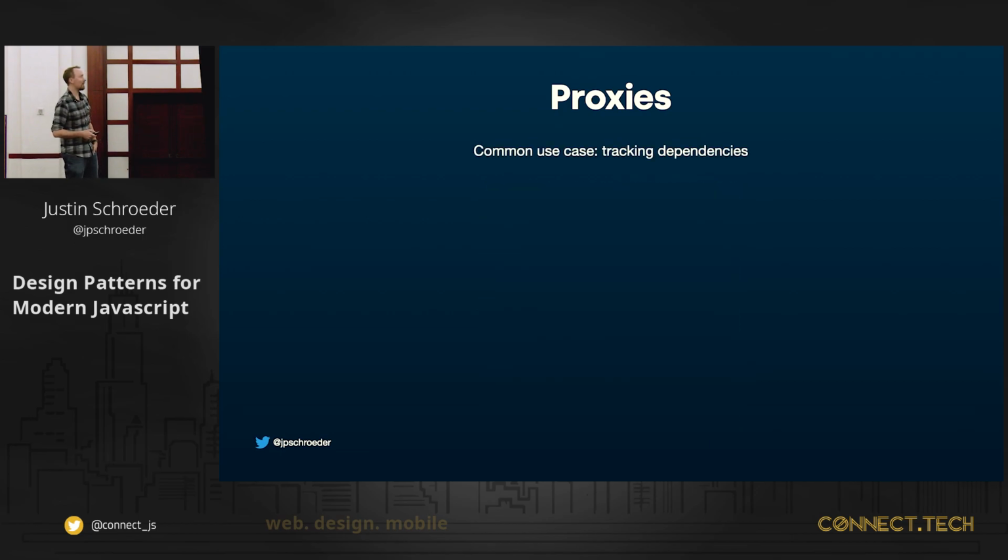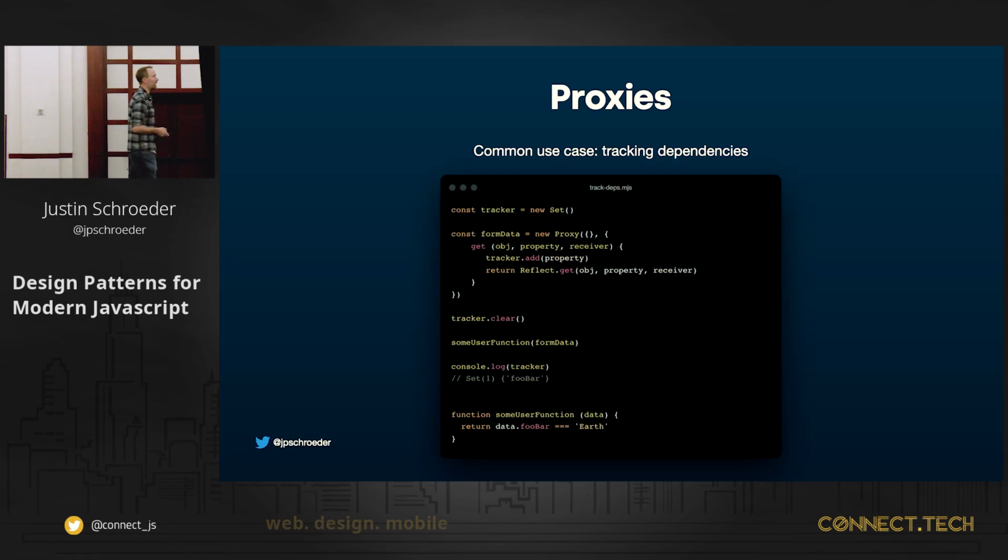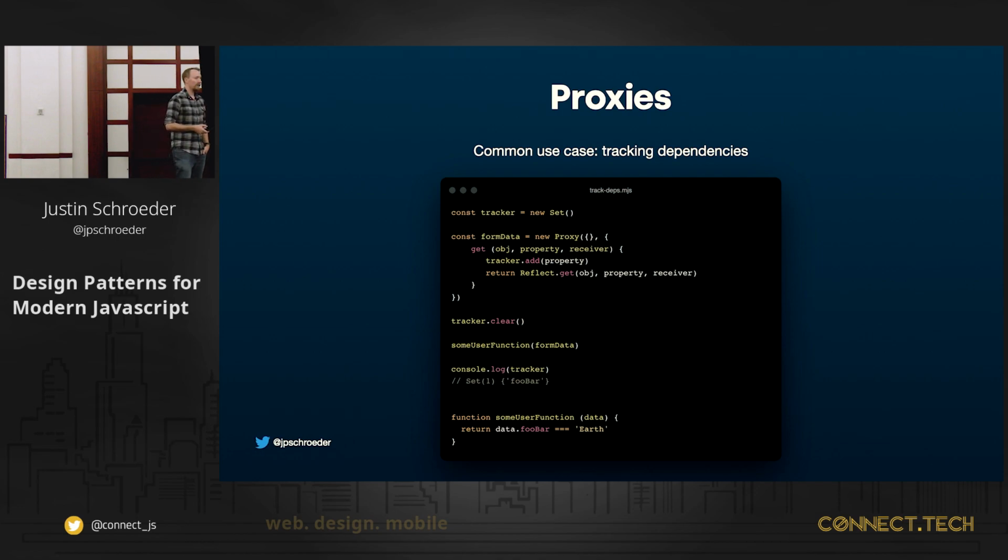So the common use case here is to track dependencies. There's a lot of use cases, honestly. This is the one that you're going to see bubble its way into the common space the most often. So this is the simplest that I could manufacture of a dependency tracker. What do we mean by a dependency tracker? What properties is a given function trying to access when you call that function?